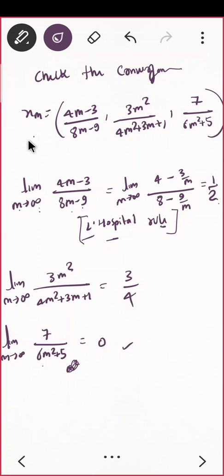Yes. So where does this xm converge now? Where does this xm converge to? This guy converges to 1 by 2. This guy converges to 3/4. This goes to 0. So xm will converge to (1 by 2, 3/4, 0). Do you agree?